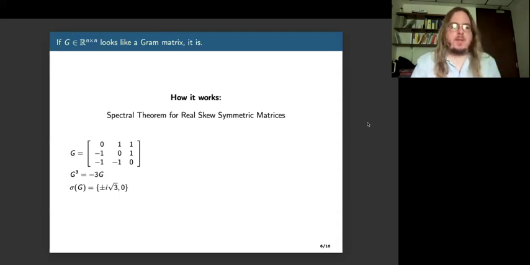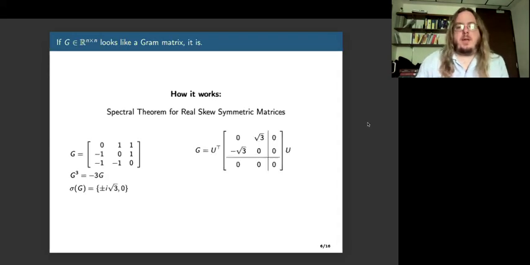G is a skew symmetric matrix. It satisfies the cubic that I need for tightness. And I've actually given you the spectrum of G here because you'll be able to get the rank from that too. And here's how it's all going to work. I'm going to use the spectral theorem for real skew symmetric matrices. This is just a version of the spectral theorem. And what it says is that I can decompose G like this.